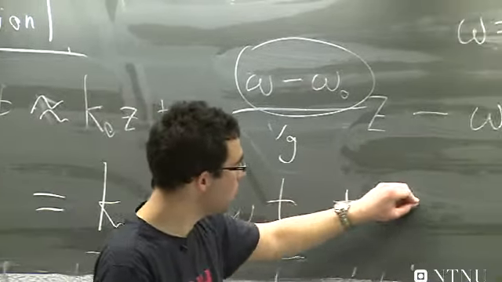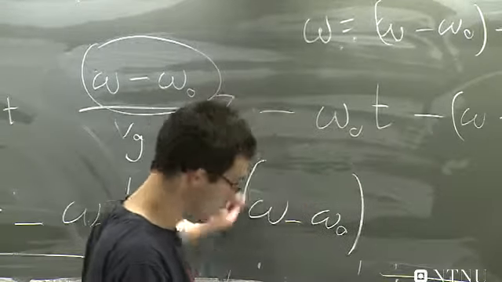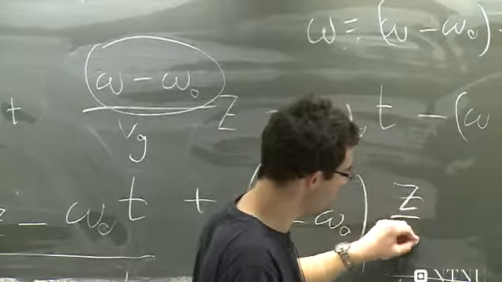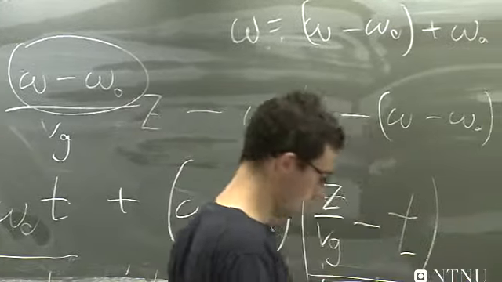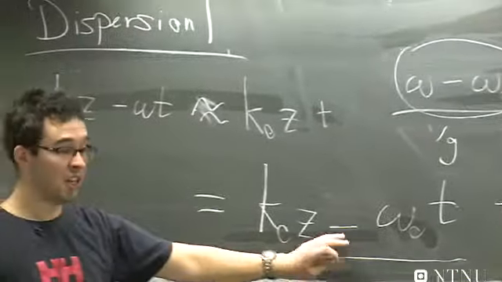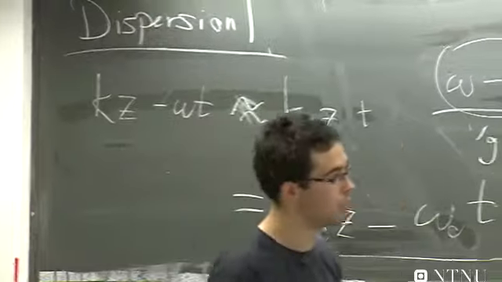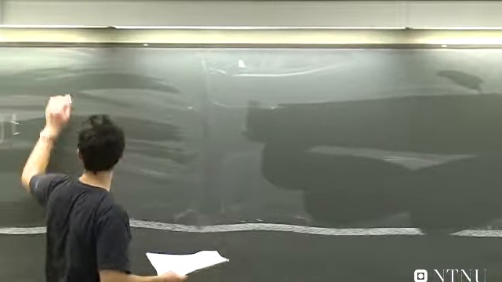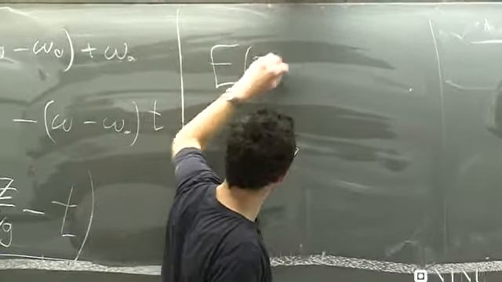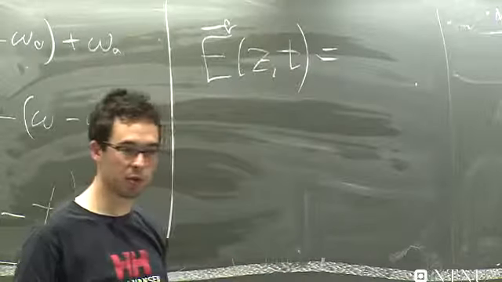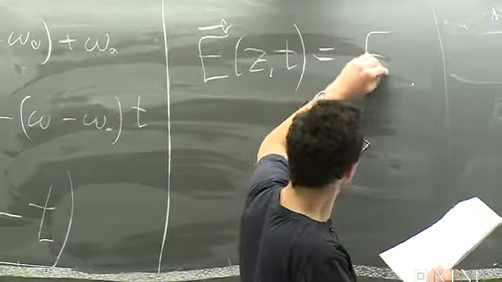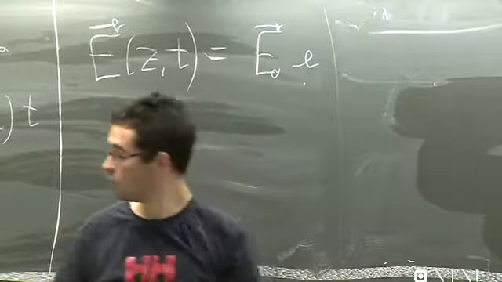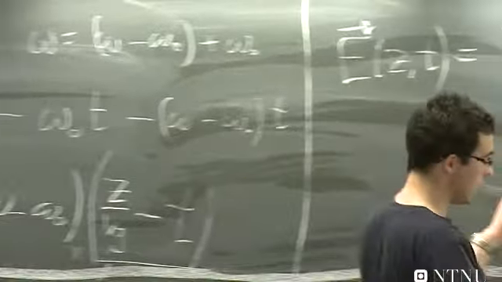And we have the ω minus ω naught. The frequency dependence is stuck here, z over Vg minus t. There we go. So this is frequency independent, meaning I can take one of those exponentials and put it outside. And I will show you how that is done. So we had that E of z, t, our superposition of plane waves, is equal to E naught, then e to the power of something frequency independent. So I factor that out of the integral.